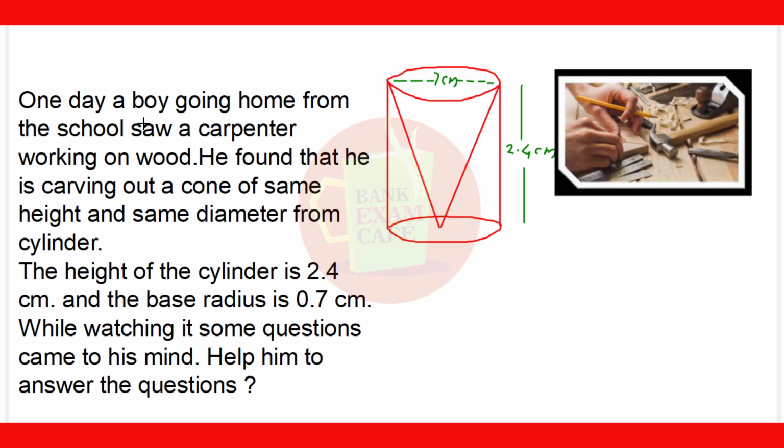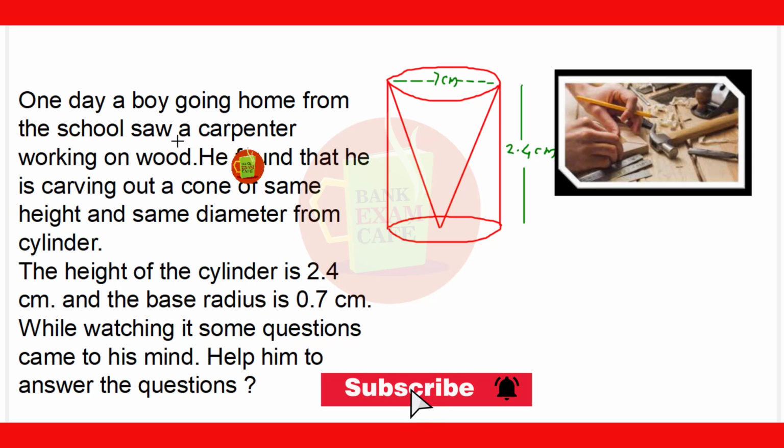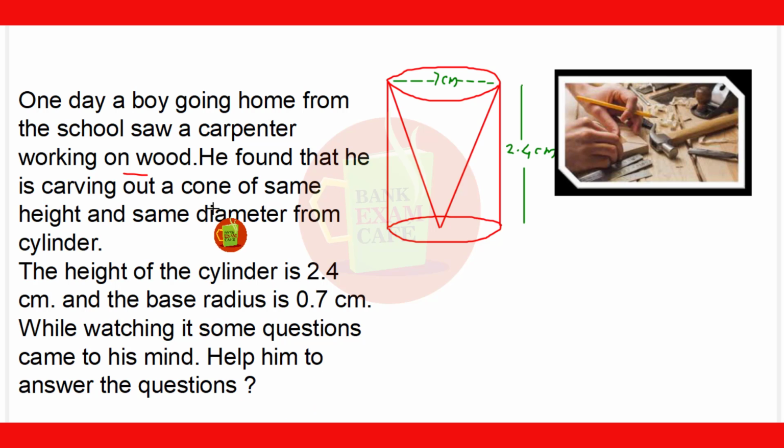Friends, here is a question on the screen. One day a boy going home from the school saw a carpenter working on the wood. He found that he is carving out a cone of the same height and same diameter from the cylinder. The height of the cylinder is 2.4 centimeter and the base radius is 0.7 centimeter. While watching it, some questions came to his mind. Help him to answer the questions.